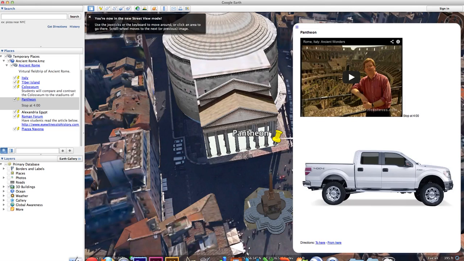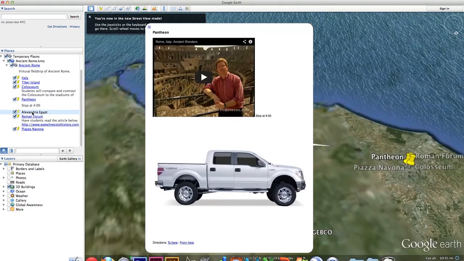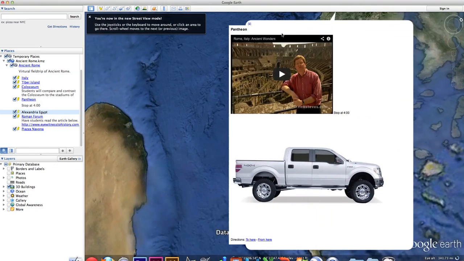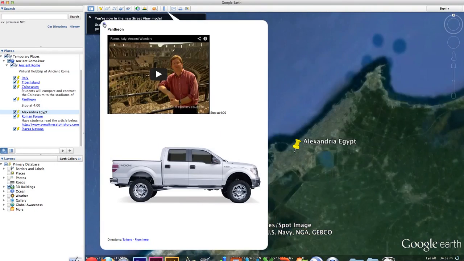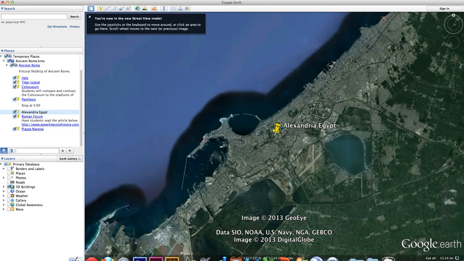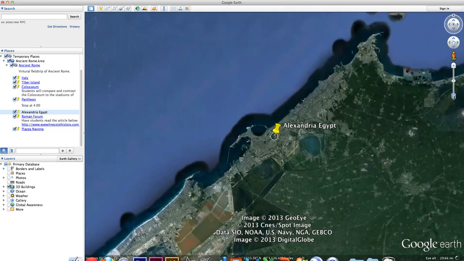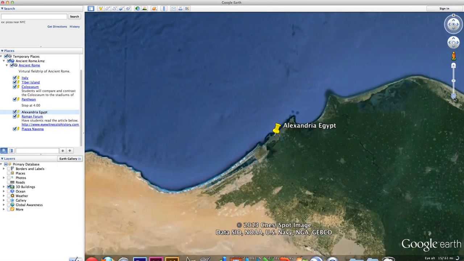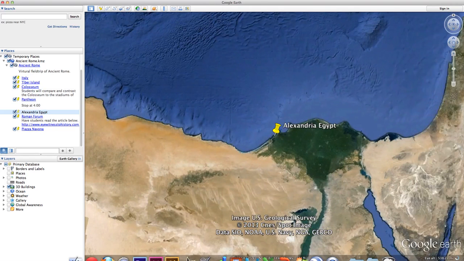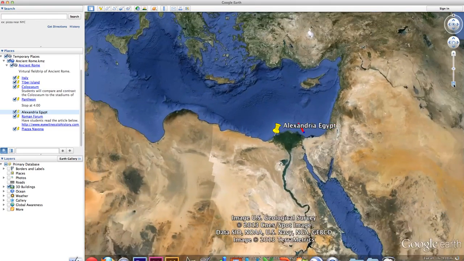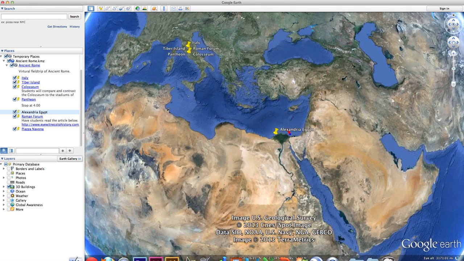And when they were getting these columns to build the Pantheon, they had to bring these columns all the way from Alexandria, Egypt. So I'm going to show you where that is. So we're going to go over here. So this is Alexandria, Egypt, way over here through the Mediterranean. So I'm going to zoom out so I can show you exactly how far this is. Okay, so we have Italy over here, and we have Alexandria, Egypt right here.